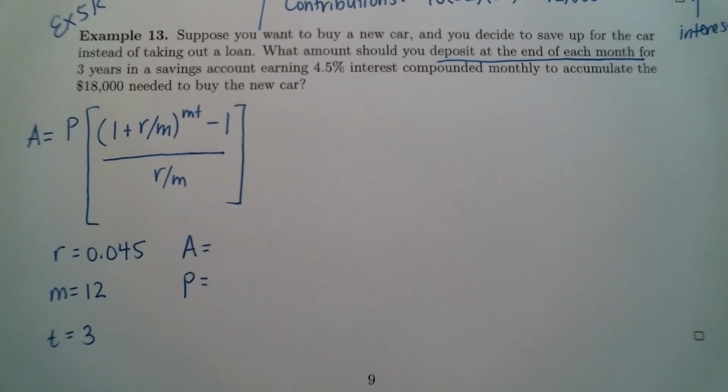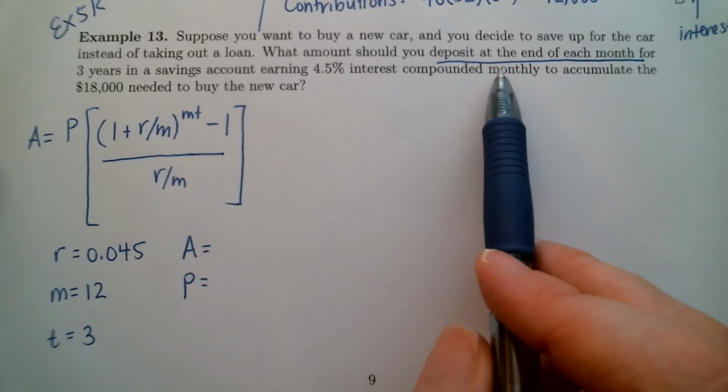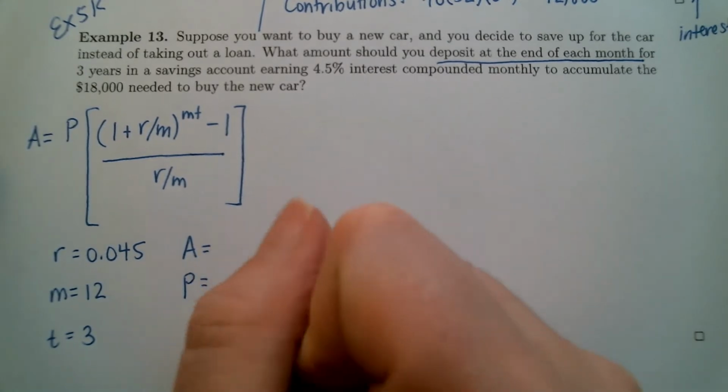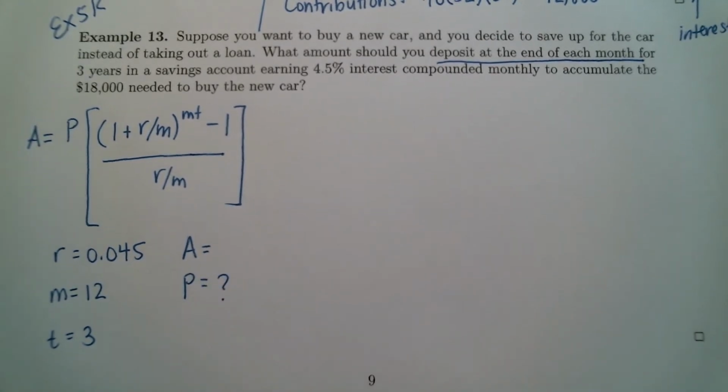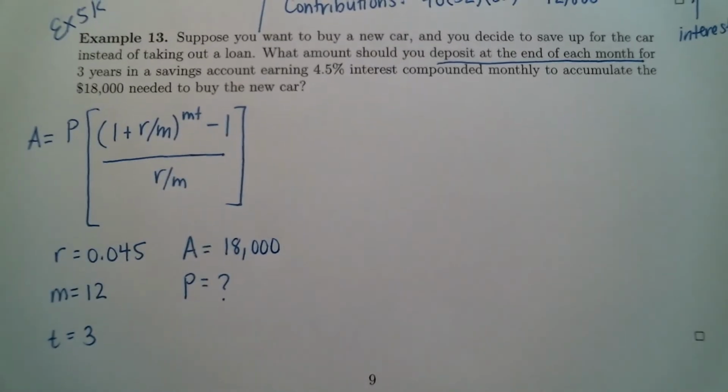What are we looking for? It says, what amount should you deposit at the end of each month? So you're trying to figure out how much money you should be saving every month in order to save a total of $18,000 for your car. So you're actually looking for the P value here, the amount of each deposit. A is the amount of money that you want to accumulate. So that's $18,000, the value of everything.